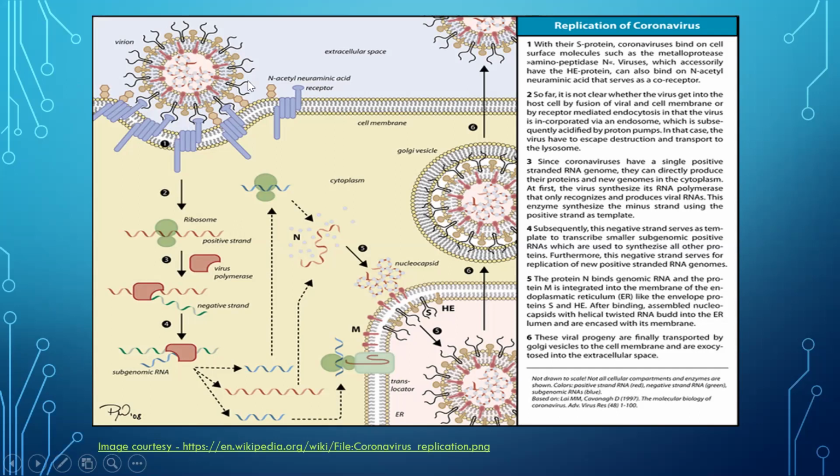So attachment. After attachment, what is going to happen? The virus is going to penetrate, or it is going to insert its genome into the host cell. Now remember, I told you what the genome of the coronavirus was. Genome is an RNA molecule, but it is not any RNA molecule. It is a positive sense single-stranded RNA. So here you can see it is written as positive strand. So this is a positive sense single-stranded RNA.